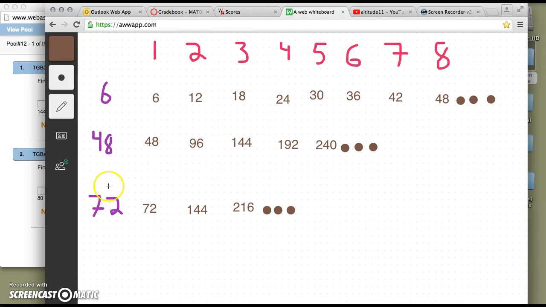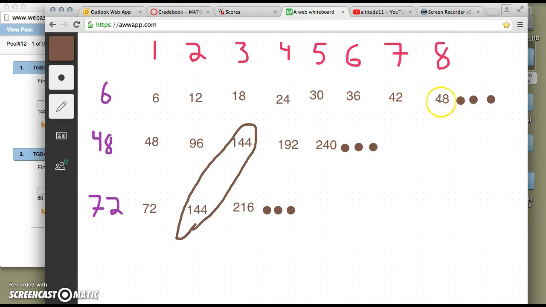All right, so you always want to start off with your largest number. And you want to check and see, are the multiples of my largest number also multiples of my smaller number? Well, if we take a look at what we see right here so far, notice that this number 144 is a multiple of both 48 and 72.